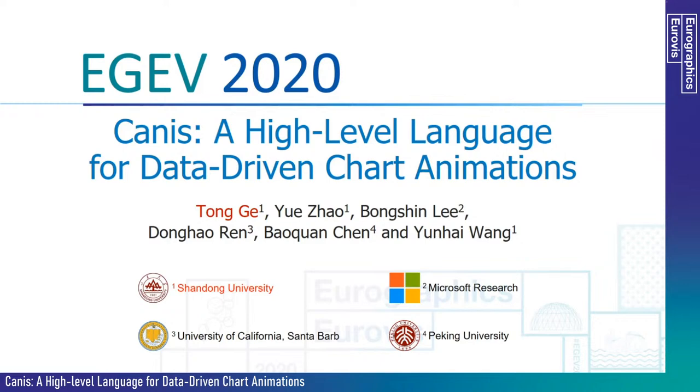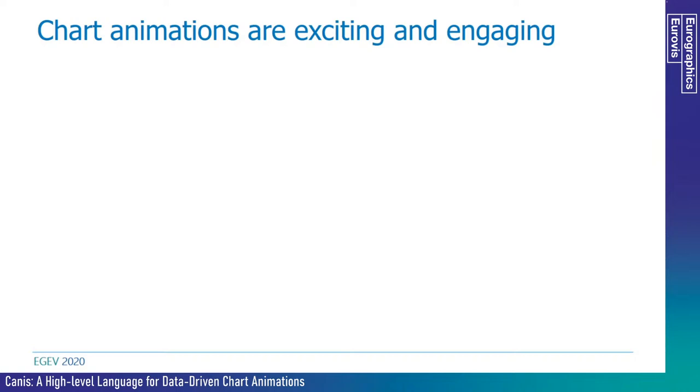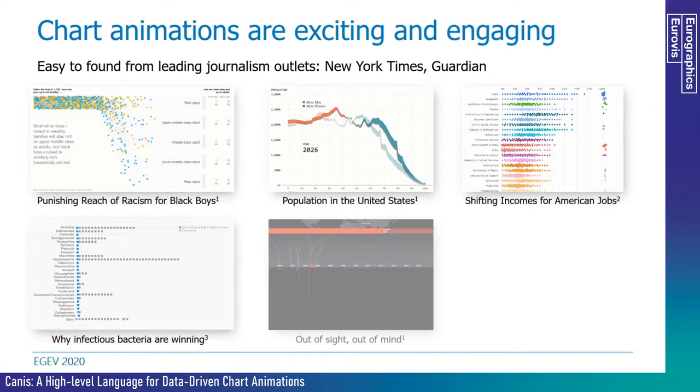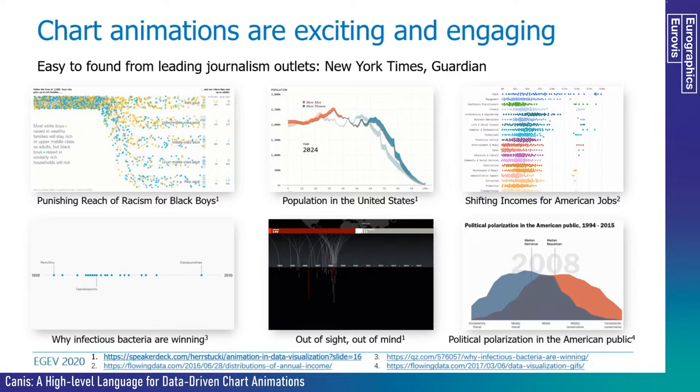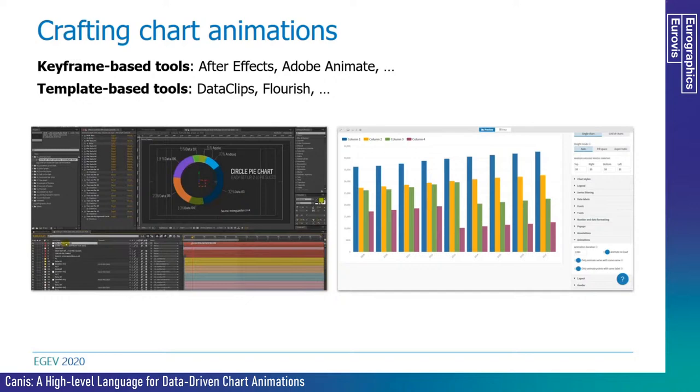Hello everyone, I'm Tom, a PhD student from Shandong University, and the work I'm going to present today is Canis, a high-level language for data-driven chart animations. This is my outline. Chart animations are effective in attracting our attention and maintaining engagement. They can be found everywhere, from leading journalism outlets or data visualization blogs like New York Times, Guardian, Flowing Data, and Visualizing Data. Although creating such fantastic animations is difficult, to help us craft compelling animations, some keyframe-based and template-based tools have been developed.